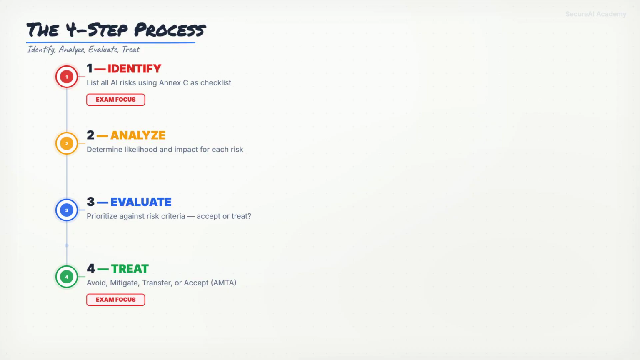Step 1. Identify. List every AI risk: bias, data poisoning, model drift, privacy violations, adversarial attacks, hallucinations, lack of explainability. Use Annex C's 11 AI-specific risk sources as your checklist. Step 2. Analyze. Determine the likelihood and impact of each risk. Consider both the probability of occurrence and the severity of consequences.